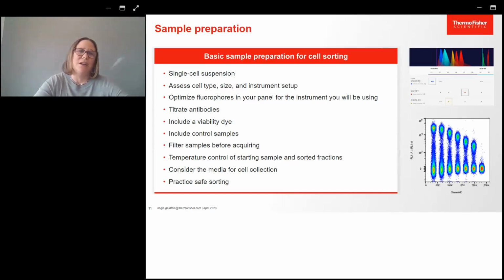I recommend checking ISAC guidelines. ISAC is the International Society for Analytical Cytology, and they have good guidelines for biosafety based on the type of cell that you're sorting.